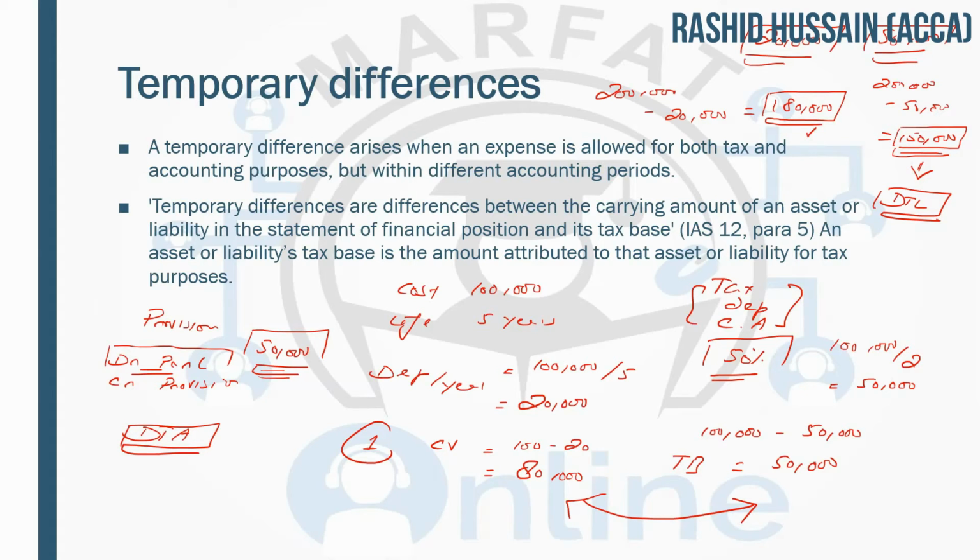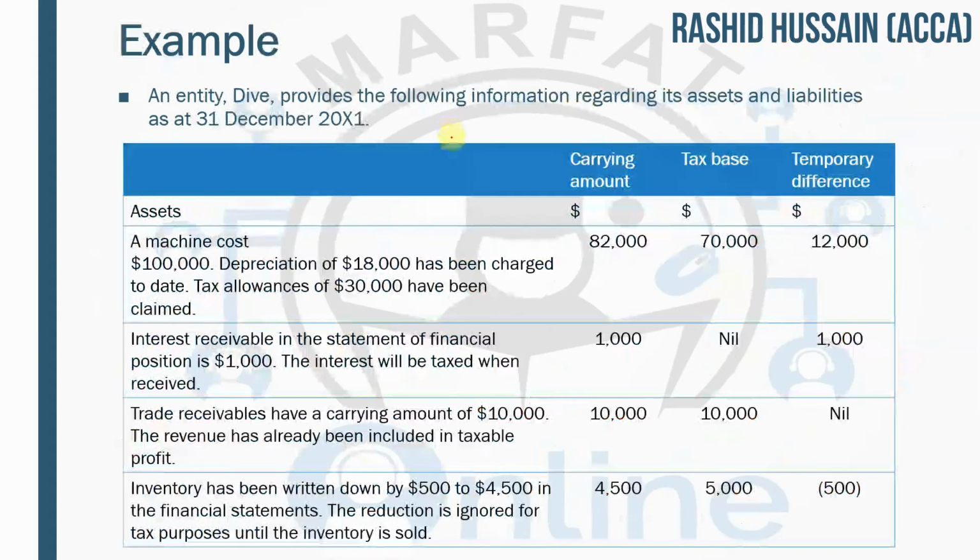What I was explaining to you is that a temporary difference is actually the difference between accounting profits and taxable profits. Sometimes you are paying less tax due to the adjustment suggested by the taxation authority. That difference is recorded as the deferred tax liability. Sometimes you are paying more tax due to the adjustment suggested by the taxation authority. That difference is recorded as the deferred tax asset. Now we have an example.